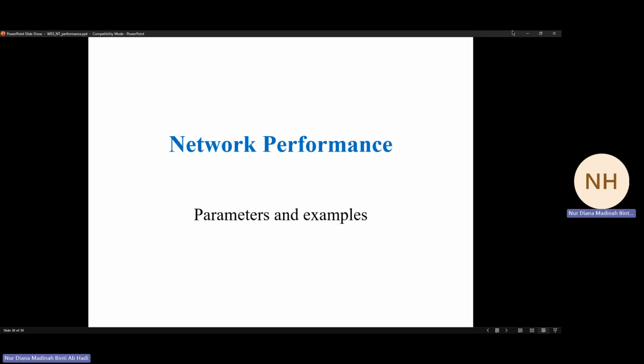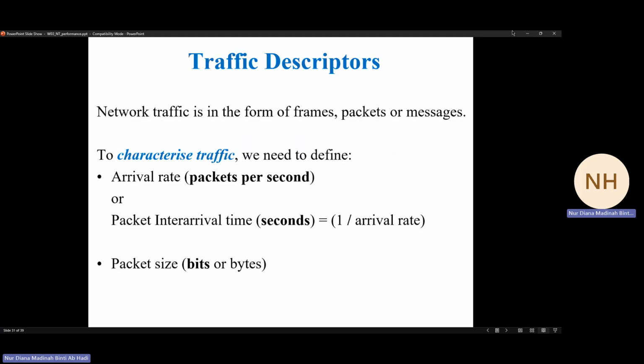Okay, so network performance. We're going to see the parameters and examples. So, traffic descriptor: network traffic is actually in the form of frames, packets, or your messages. To characterize the traffic, we need to identify their arrival rate or the packet's inter-arrival rate, and then the packet size, okay? For arrival rate, we use packets per second, but if packet inter-arrival time, it is in seconds, okay? Each of them has its own formula, okay?